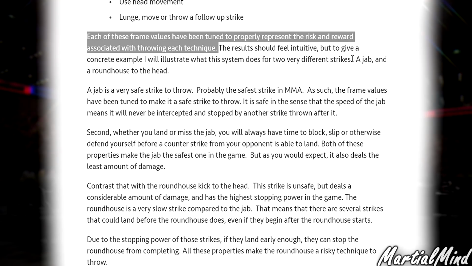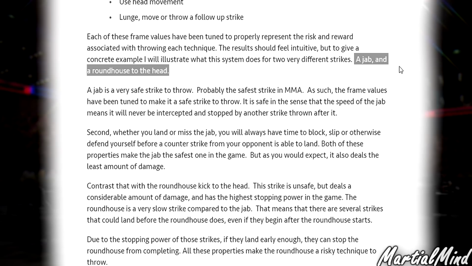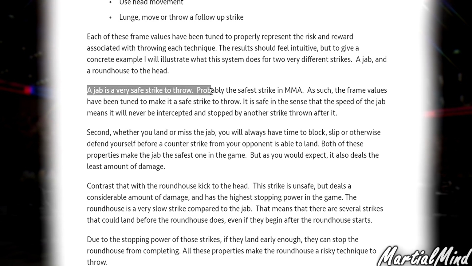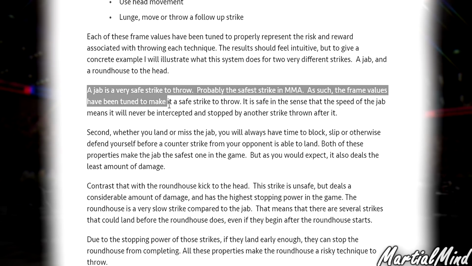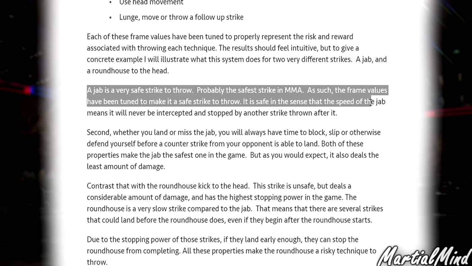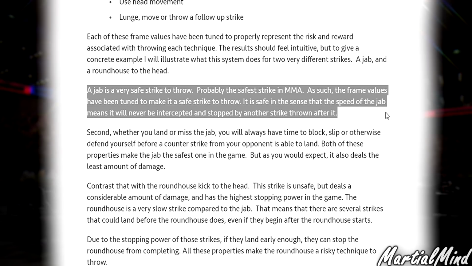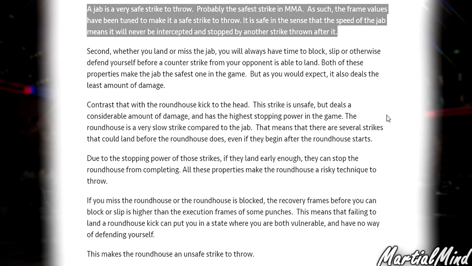And this blog goes on to give an example with a jab and a roundhouse kick. A jab is a very safe strike to throw. For example, probably the safest strike in MMA to throw. As such, the frame values have been tuned to make it a safe strike to throw. It is safe in the sense that the jab, for example, is fast enough that it cannot be interrupted, intercepted, and stopped by another strike thrown after you throw the jab.